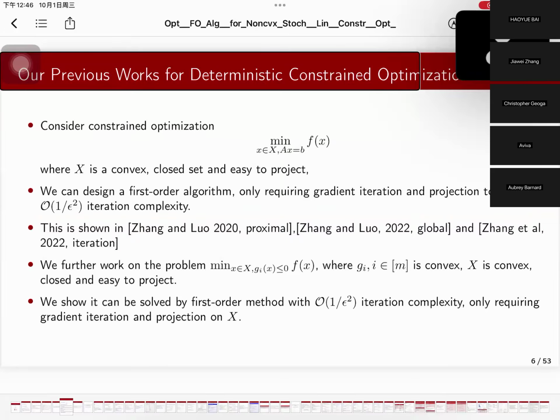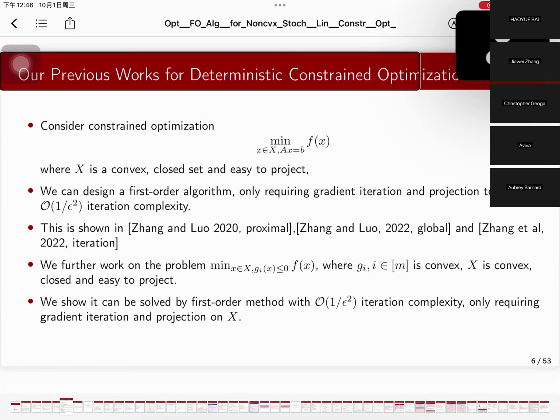Okay, let's first review the deterministic case. For the deterministic case, our previous work on these types of problems tries to minimize f(x) subject to the constraint Ax = b, x belongs to this capital X. Another problem is minimizing f(x) subject to some inequality constraints, g_i(x) smaller than or equal to 0, still x belongs to this capital X.